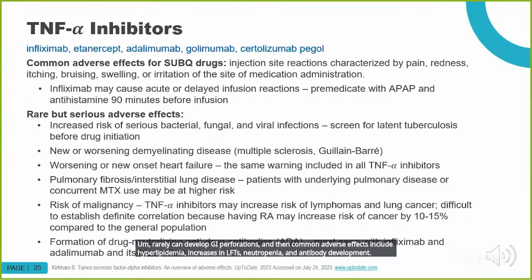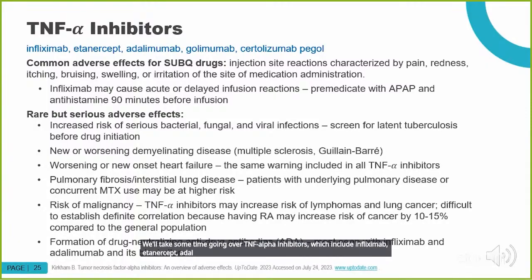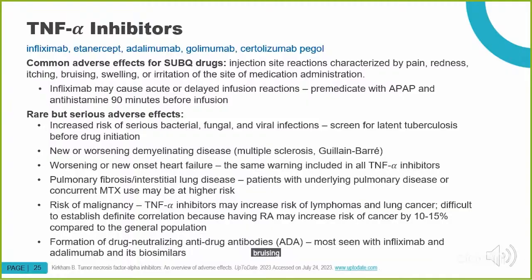We'll take some time going over TNF-alpha inhibitors, which include infliximab, etanercept, adalimumab, golimumab, and certolizumab pegol. The most common adverse effects associated with TNF-alpha inhibitors, especially those that are sub-Q injections, include injection site reactions. Patients can experience pain, redness, itching, bruising, swelling, or irritation of the injection site.